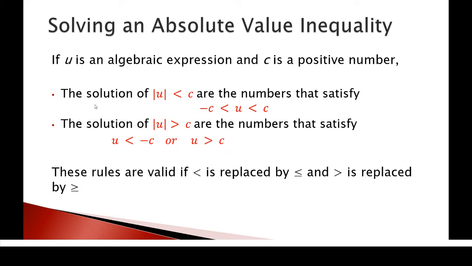Right? The solution of |U| < C should satisfy the numbers -C < U < C. The solution of |U| > C are the numbers that satisfy U < -C or U > C. These rules are valid if the less than sign is replaced by less than or equal and the greater than sign is replaced by greater than or equal.